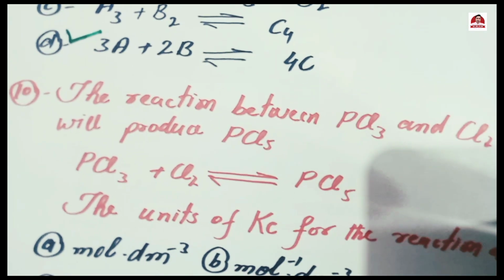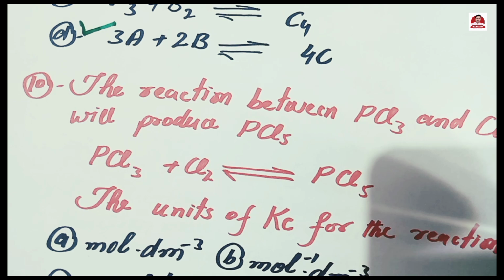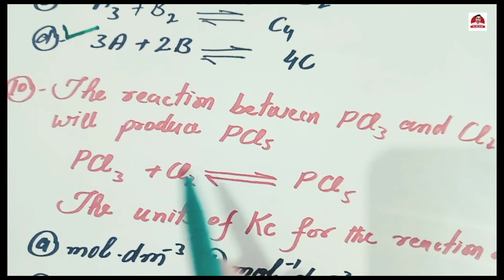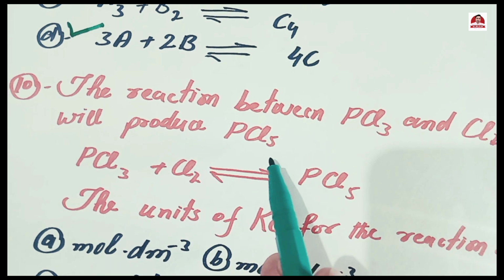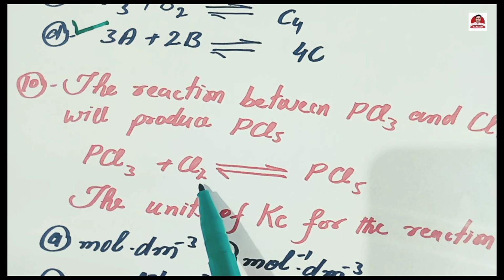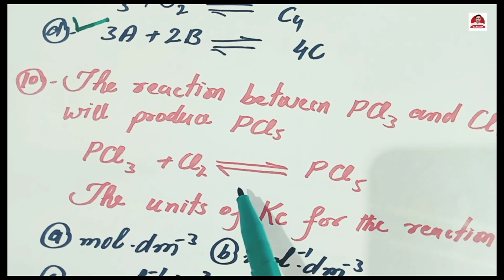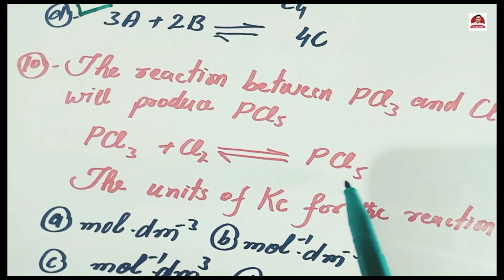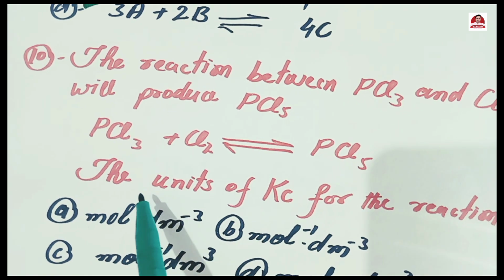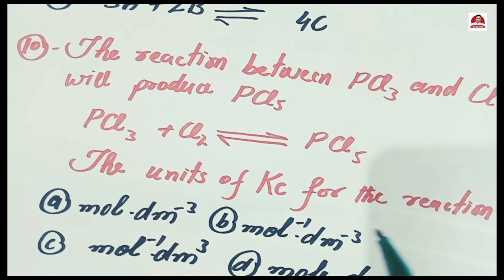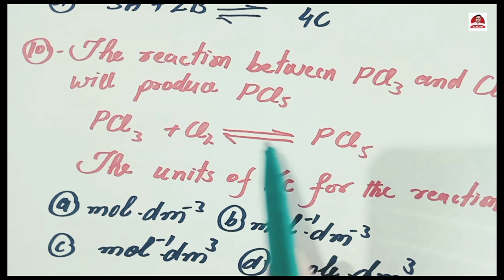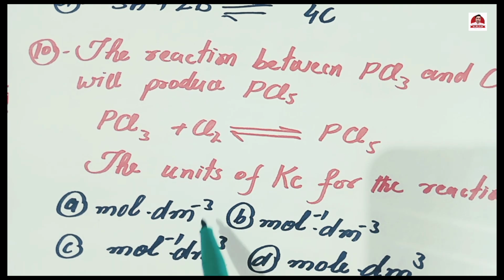Last question. The reaction between PCl3 and Cl2 will produce PCl5 when PCl3 reacts with the chlorine molecule in a reversible chemical reaction. They form PCl5. By this equation, what will be the unit of Kc for the reaction?